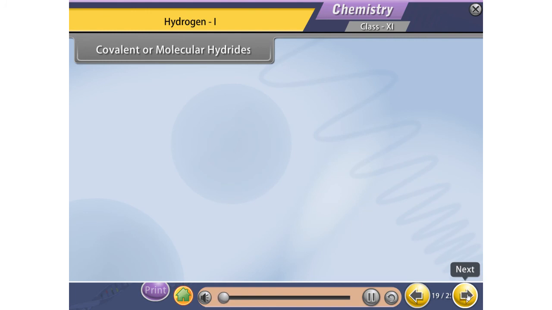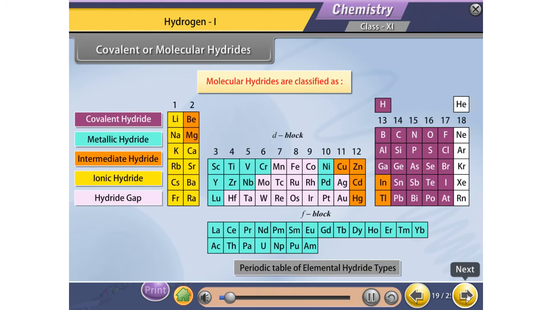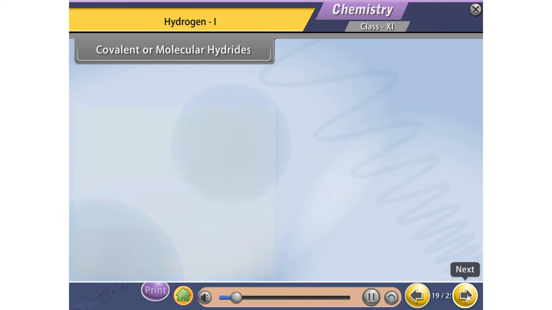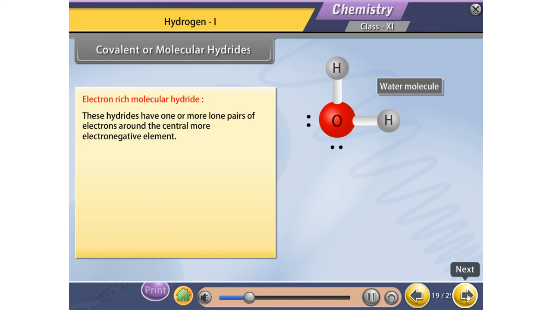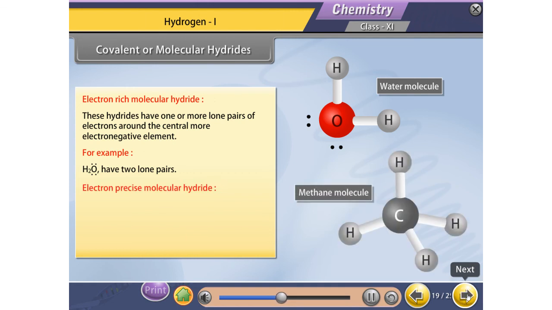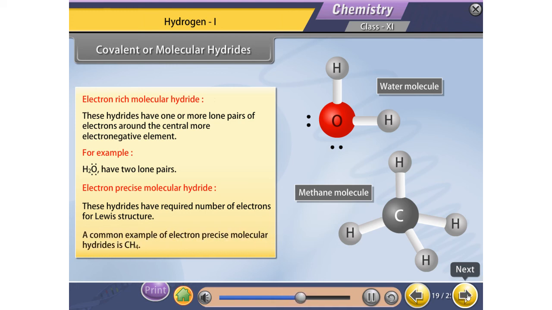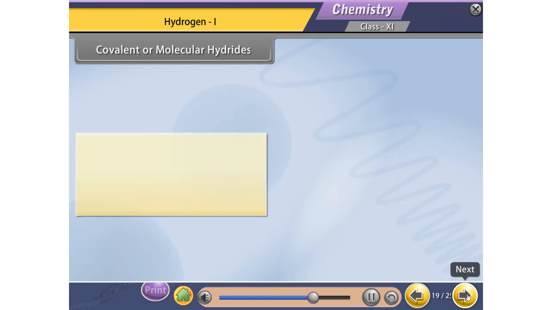Molecular hydrides are classified as electron-rich molecular hydrides. These hydrides have one or more lone pairs of electrons around the central, more electronegative element. For example, water has 2 lone pairs. Electron-precise molecular hydrides. These hydrides have the required number of electrons for the Lewis structure. A common example of an electron-precise molecular hydride is methane.